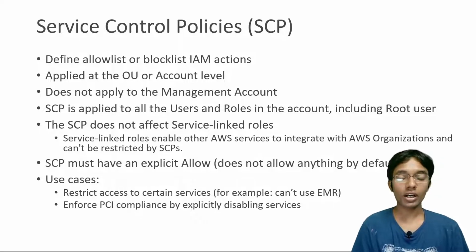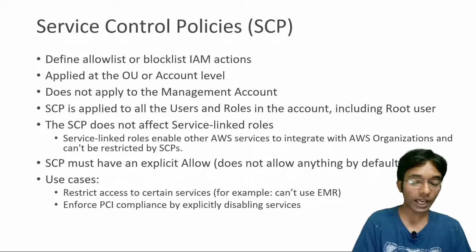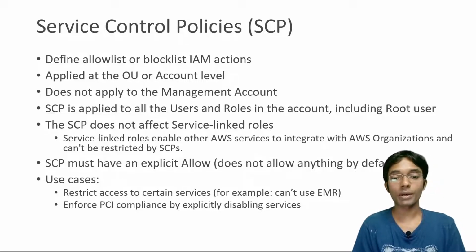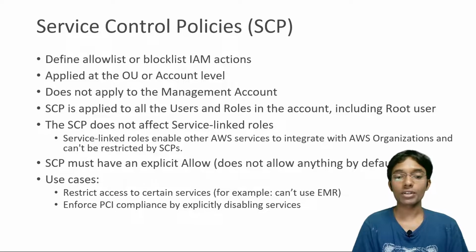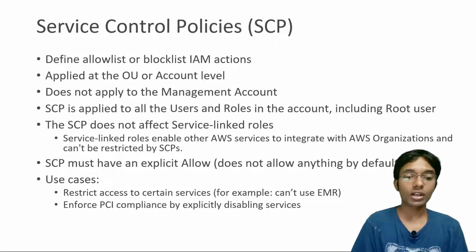Service-linked roles enable other services to integrate with Organizations, and therefore they cannot be restricted by service control policies. Service control policies must have an explicit allow, so by default they don't allow anything. The use case for service control policies is to restrict access to certain services only. For example, so that a user cannot use Elastic MapReduce (EMR), or to enforce PCI compliance by explicitly disabling some services.